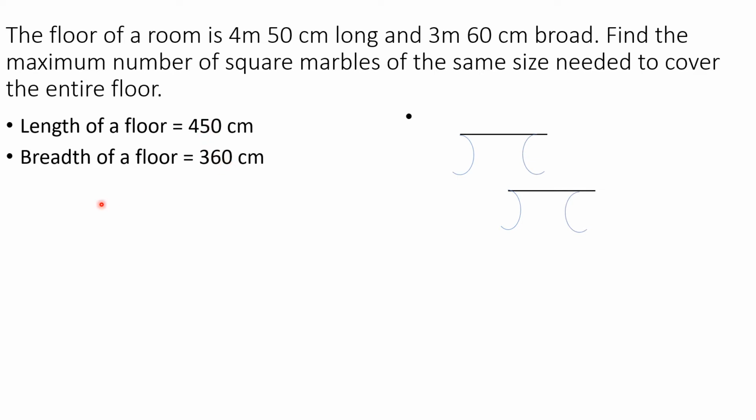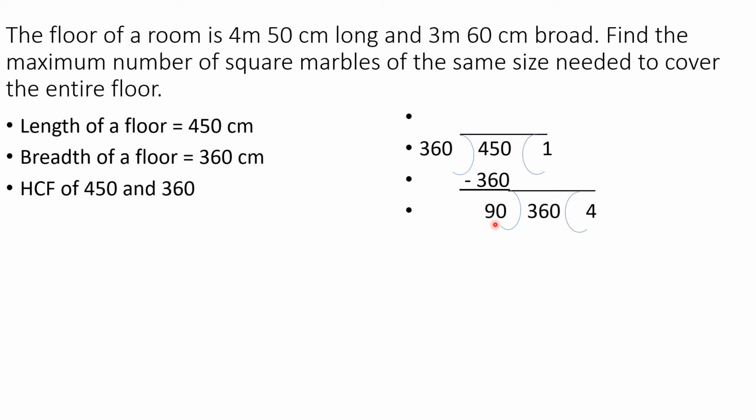So it means we have to calculate the HCF of 450 and 360. Again we will use this long division method, and it is very simple. 360 is smaller, that's why we will write it as the divisor and 450 as the dividend. So 360 ones are 360, remainder will be 90. 90 will become the new divisor and 360 will be the dividend now.